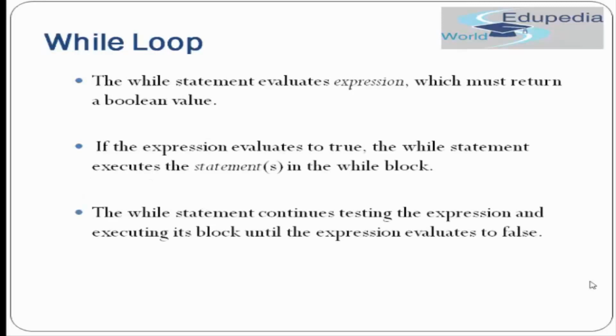A while statement evaluates an expression which must return a Boolean value. So the expression inside the while statement must give you a Boolean value. If the expression evaluates to true, the while statement executes the statements in the while block. The while statement continues testing the expression and executing its block until the expression evaluates to false. So the only condition that will stop it from executing is whenever the expression returns false. Otherwise, it will keep on executing.